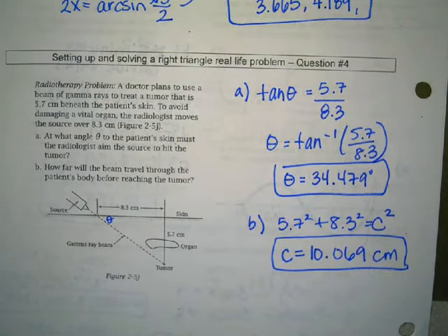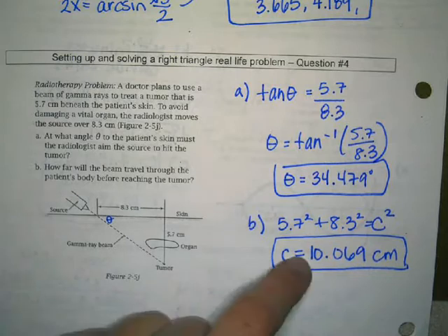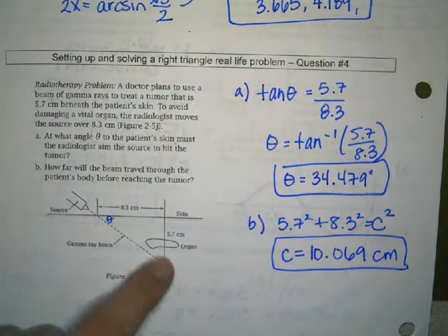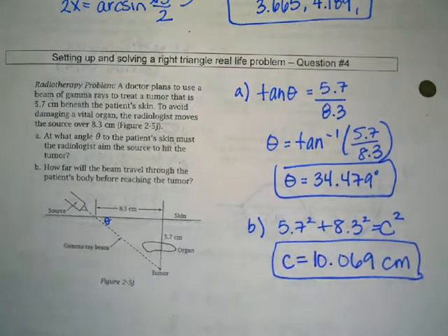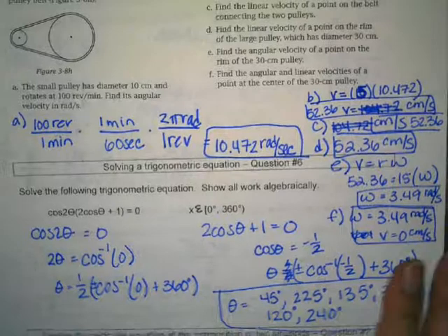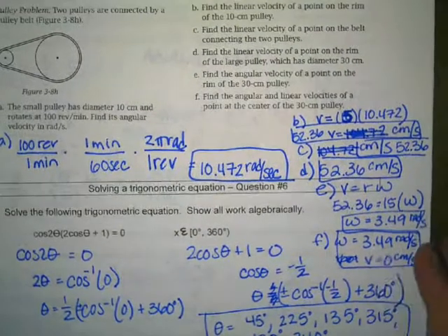And then it asks, how far will the beam travel through the patient's body before reaching the tumor? Well, that's going to be this straight line distance here, but because this is a right triangle, I can use the Pythagorean theorem. And so that's how I got the 10.069. Okay, I know I'm going fast, but some of these are going to take a little bit more time to talk through, so I want to make sure it isn't super long.